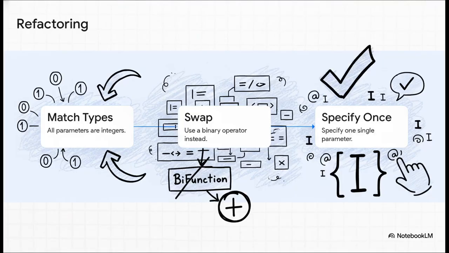So let's walk through the mental process of refactoring this so you can actually apply it to your own workflow right away. Step 1. You scan your code and identify where your parameters and your return type are perfectly matching, just like our integers. Step 2. You simply swap out that verbose BiFunction for the BinaryOperator. And finally, step 3. You confidently specify that type just once. You're basically telling Java, hey, everything happening here is an Integer, and Java happily handles the rest.